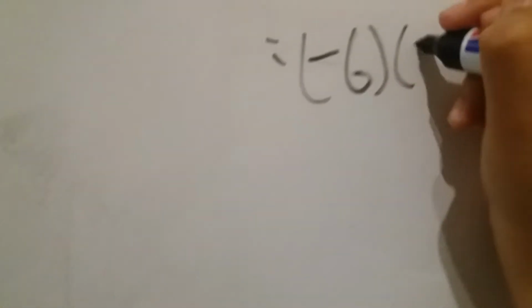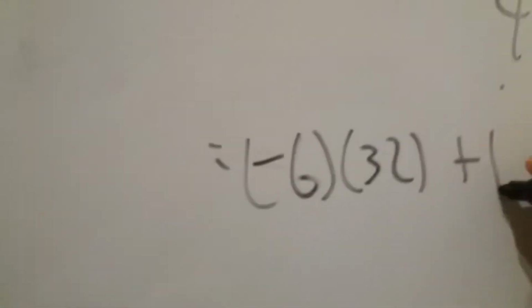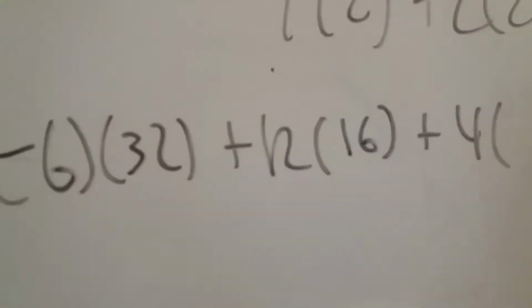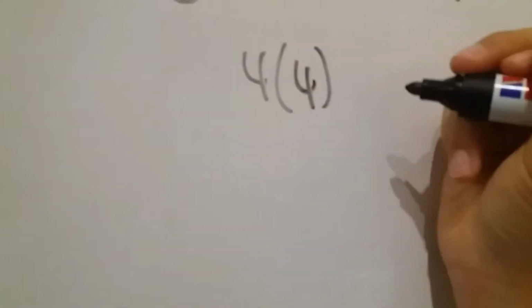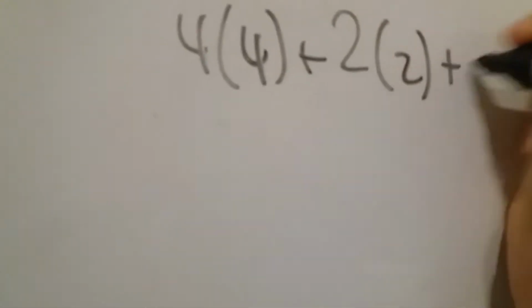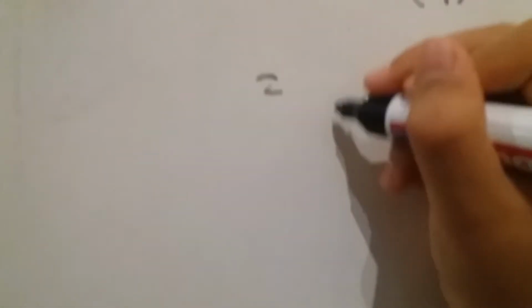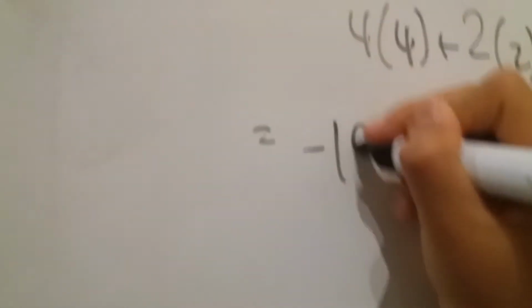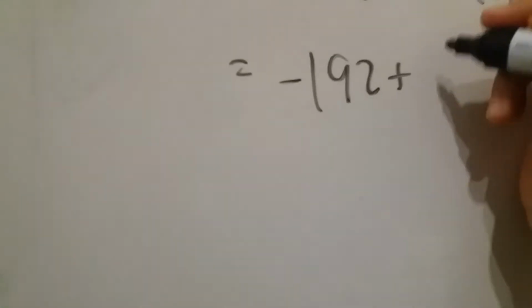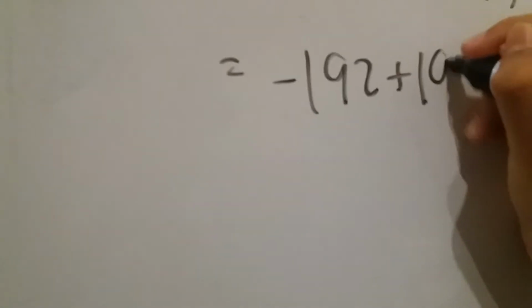Negative 6 times 32 plus 12 times 2 to the fourth, 16, plus 4 times 2 to the third, 8, plus 4 times 2 squared, 4, plus 2 times 2 plus 2, which is equal to negative 6 times 32, which is of course equal to negative 192, and 12 times 16 is equal to 192.